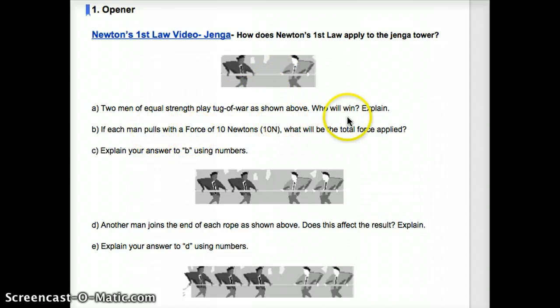So if they're each pulling with 10 newtons of force, what will be the total force applied? Explain this using numbers. Pause now and explain your answer. These should be going in your notes.